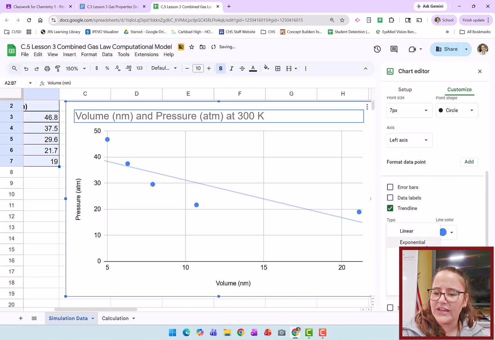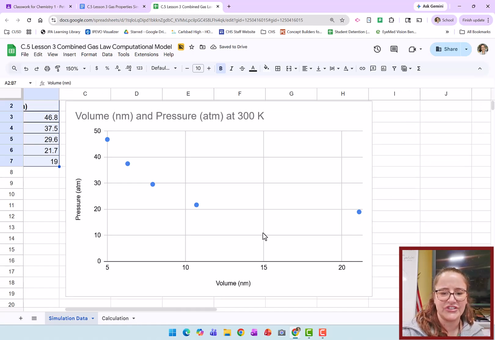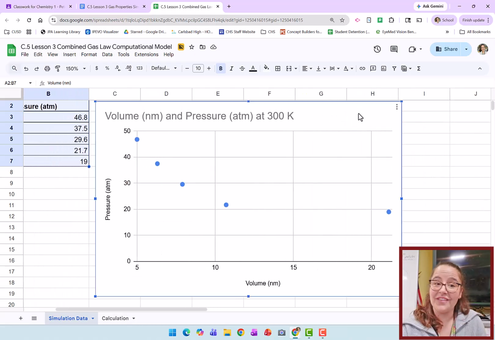Let's see, we could even try an exponential trend line. None of those trend lines are probably going to work for this one. It is an inverse relationship, so I'm just going to leave it right at that. And that's my graph.